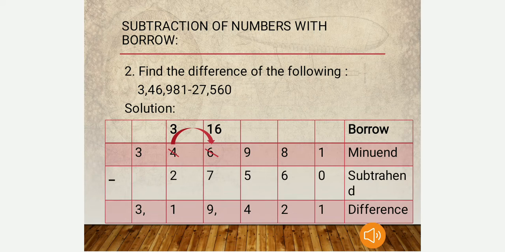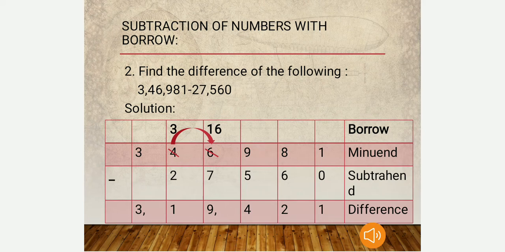In 6, I can't remove 7. So I have to take a borrow, that is 10, so it will become 16. And I have to take the borrow from left to right. So 16 minus 7 will be 9. When I have taken 1 from 4, here it will be 3. So 3 minus 2 will be 1.